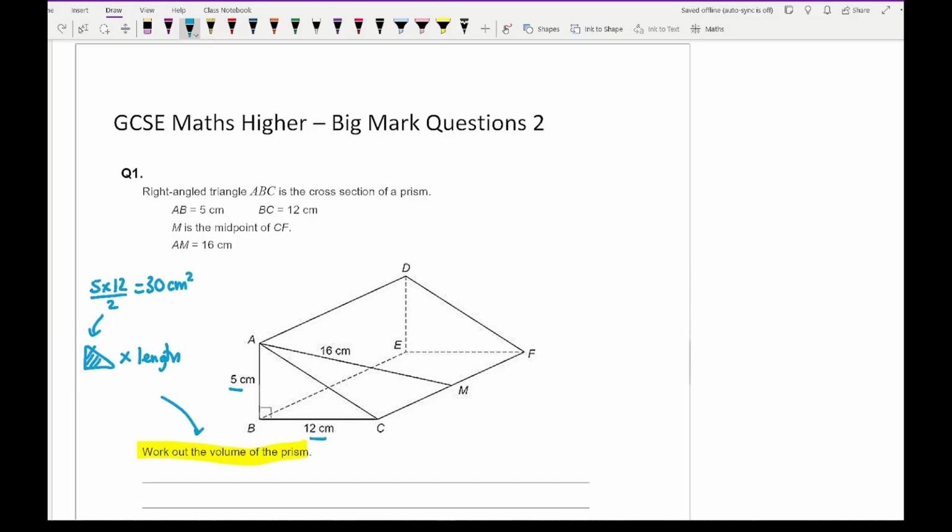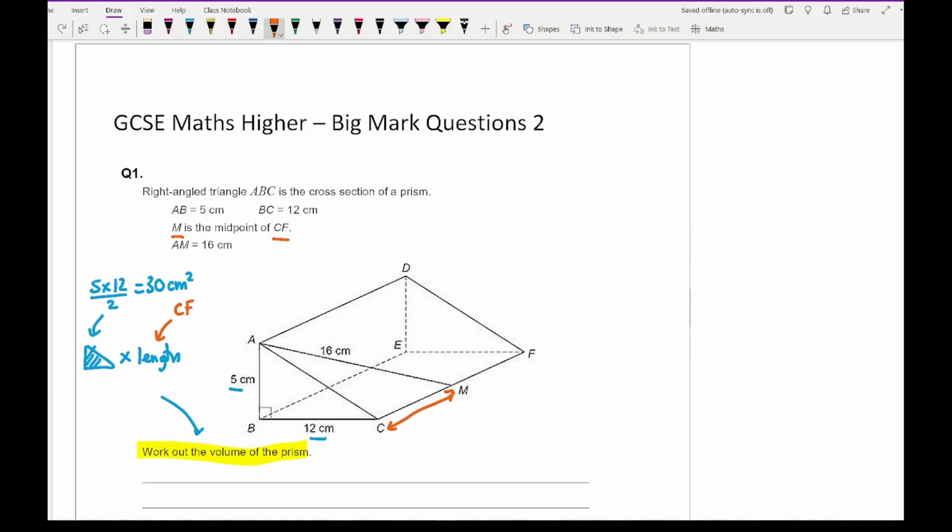So the next thing I then need to do is find the length, which in this case is CF. Now at the moment I do not know what CF is, so that's what I'm going to have to find. In order to find CF, if I can find CM, which is the midpoint of CF, that's what I need to do. So the length here is CF.